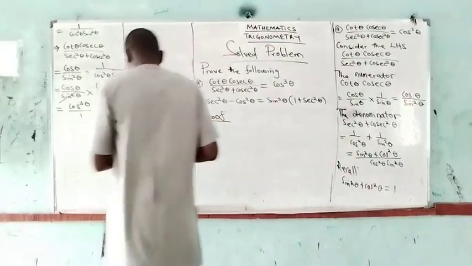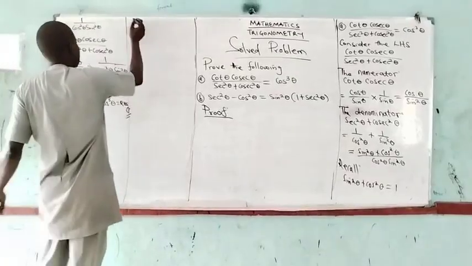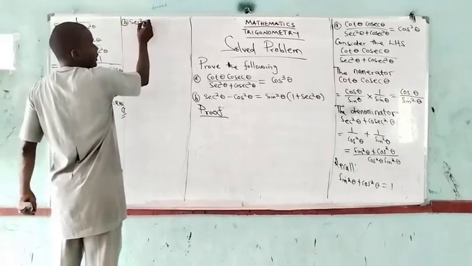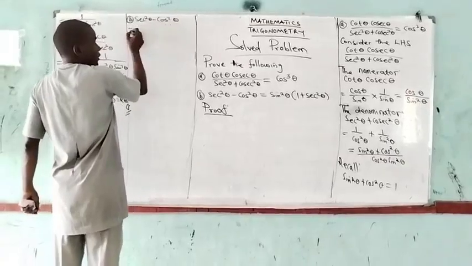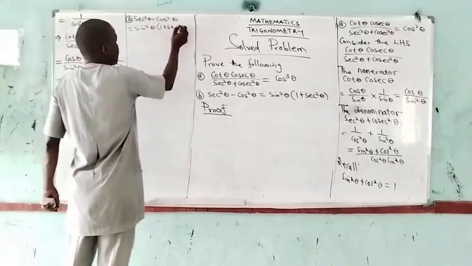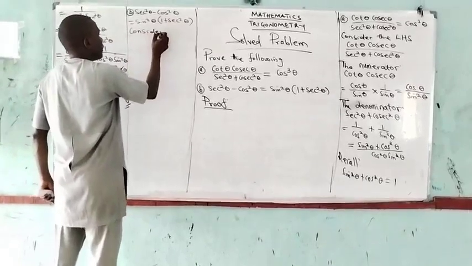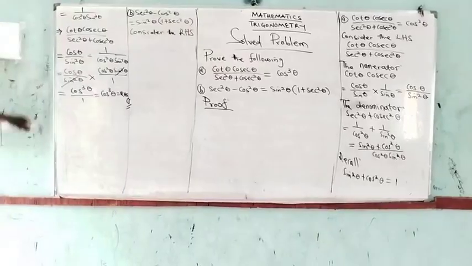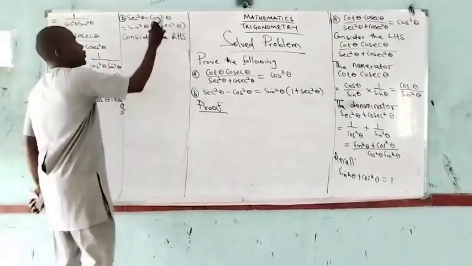So look at this. Then we check number B. Sec square theta minus cos square theta is equal to sine square theta into 1 plus sec square theta. So now consider the right hand side. Now, why? Because the right hand side is more complicated than the left hand side. So that is why we are considering it first.